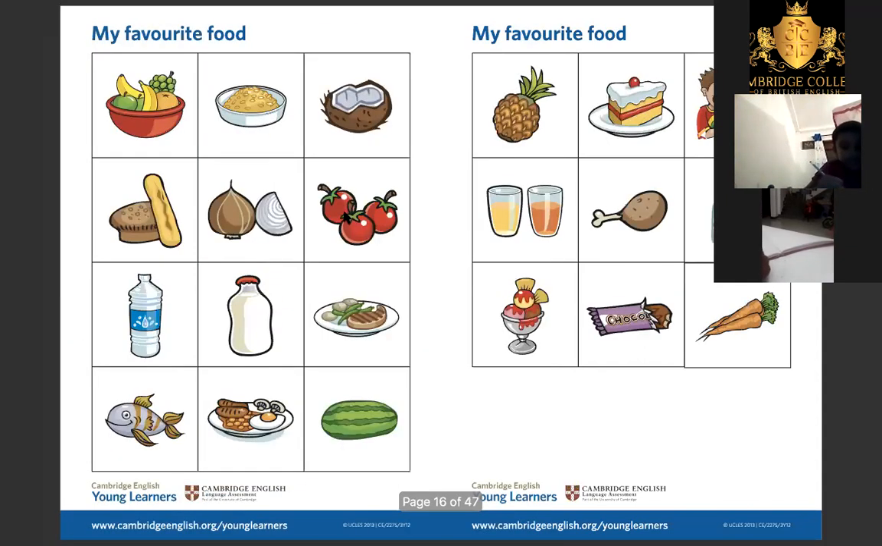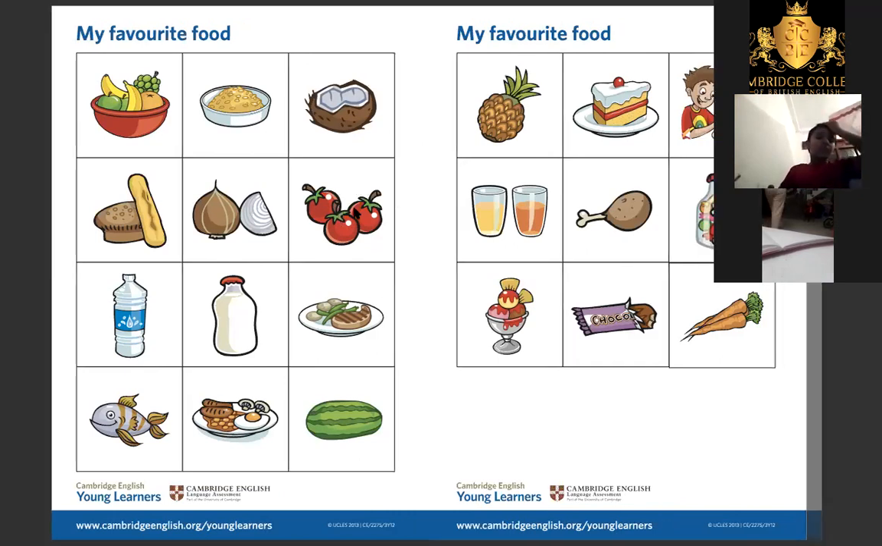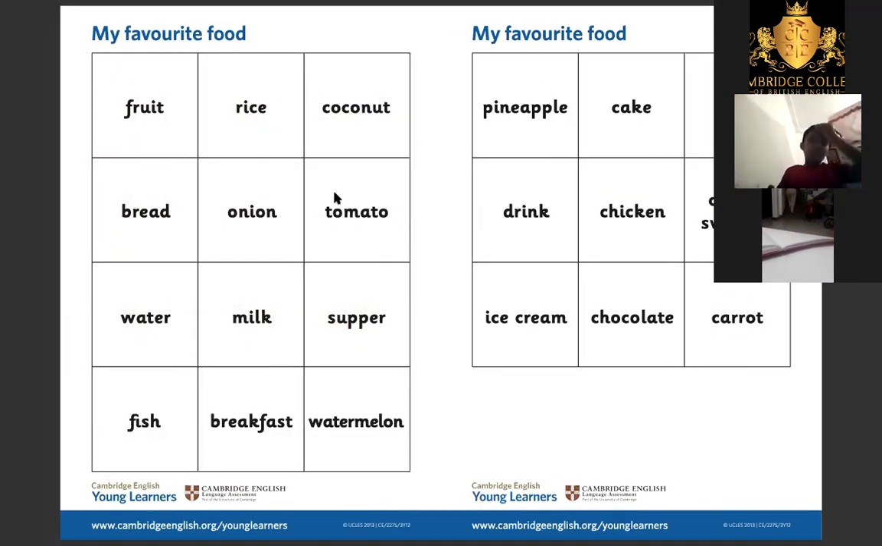Next one. What is this? You can see the red color here. Tomato. Yes, tomato. Write the word tomato. T-O-M-A-T-O.